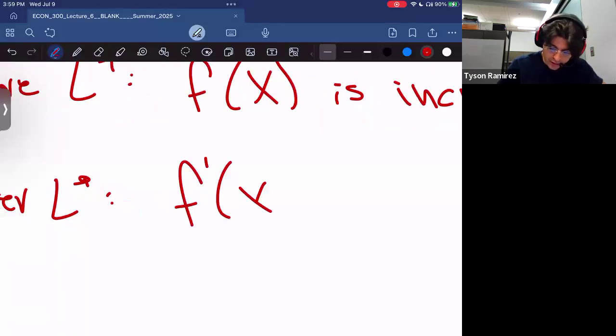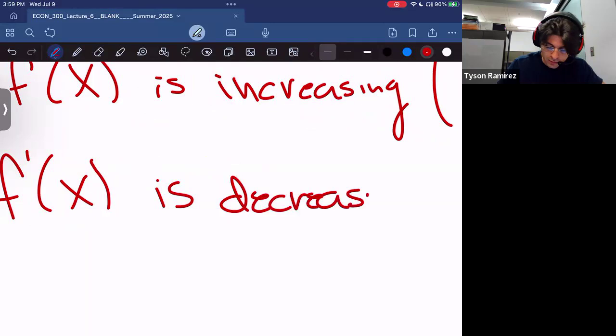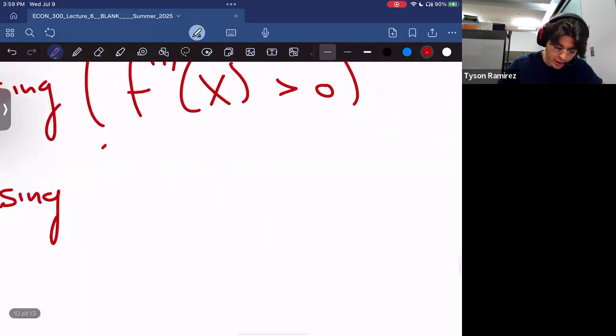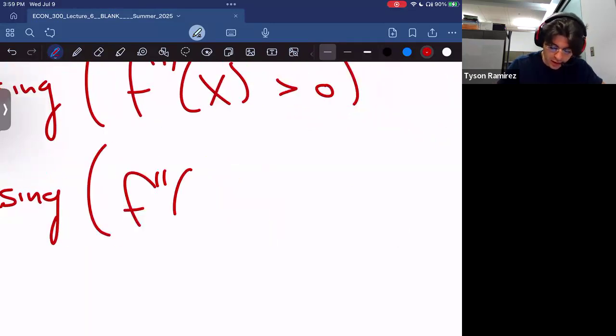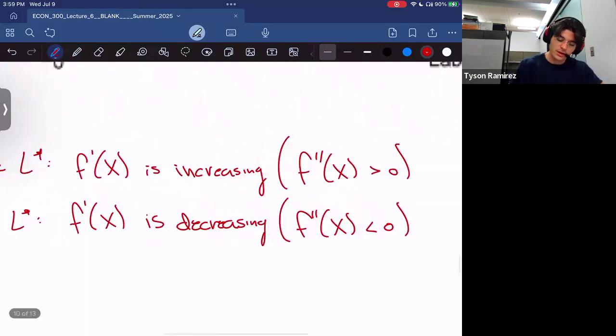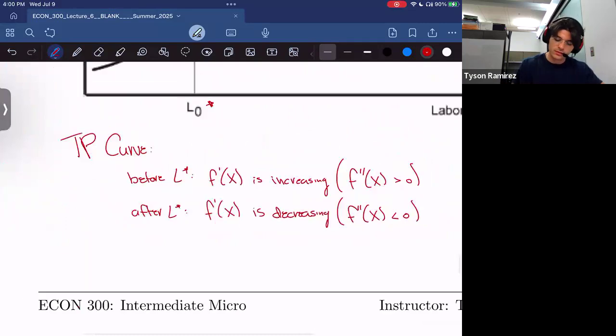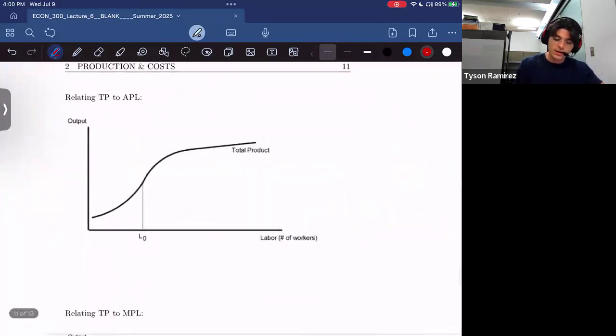f of x is decreasing. Sorry, f prime of x is decreasing. And mathematically, we know that means the second derivative is negative. And this is where the inflection point occurs, at L star. Right. Now let's relate this.